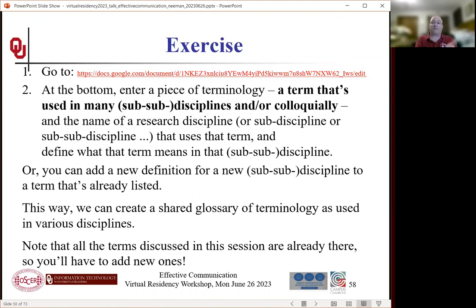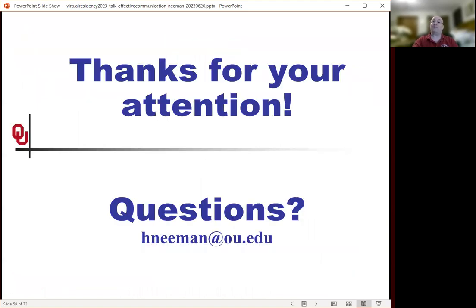If you haven't done it already, let's go ahead and do it now because we're coming to the end of the talk. Go to that web page and add in more vocabulary or more definitions of the vocabulary marked by discipline or subdiscipline or sub-subdiscipline. Let's build a community resource of vocabulary to help people who are working with researchers in a discipline that they're not familiar with. And that's it.